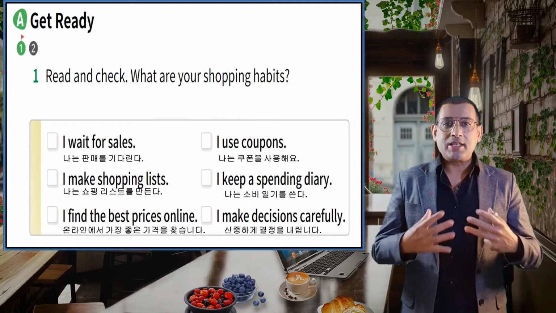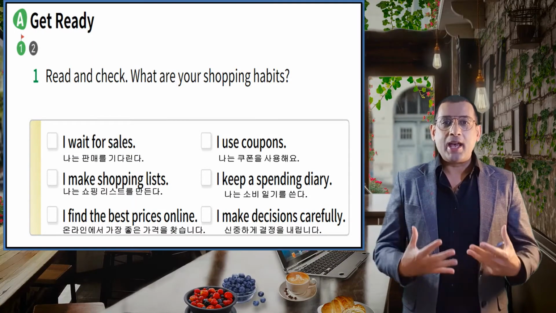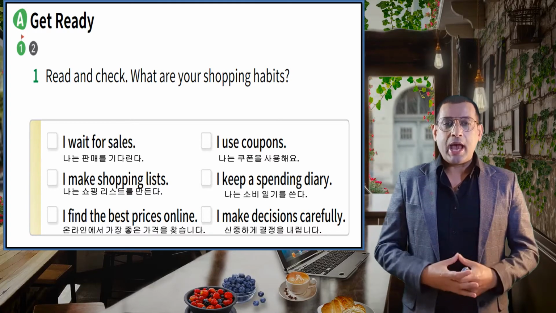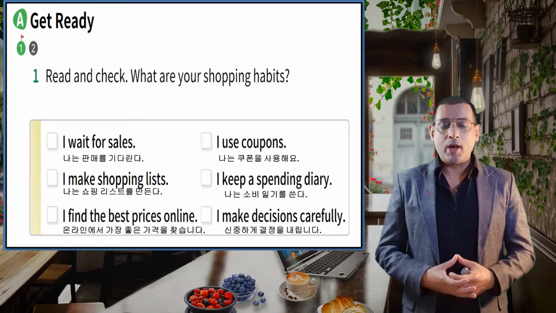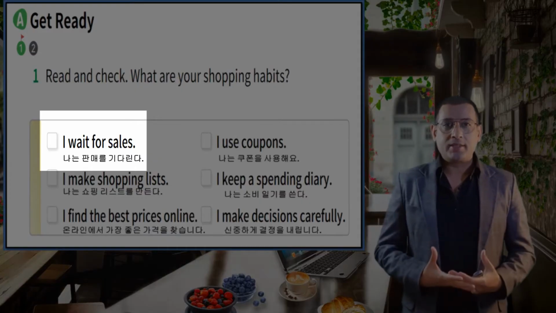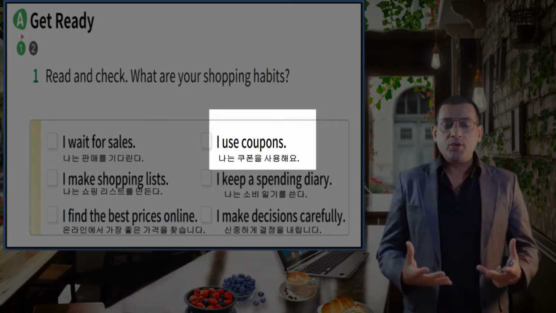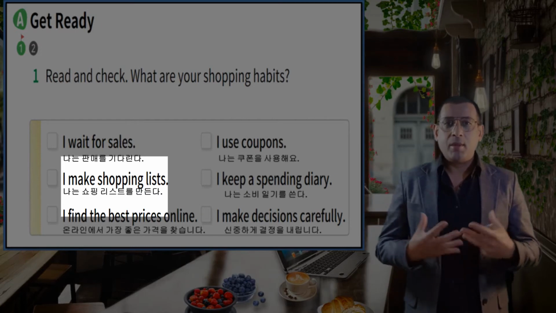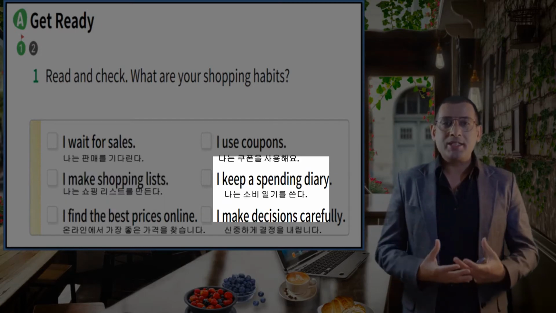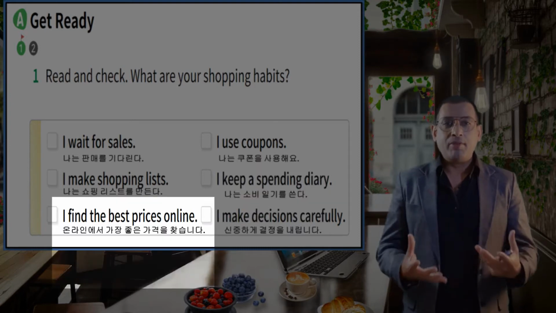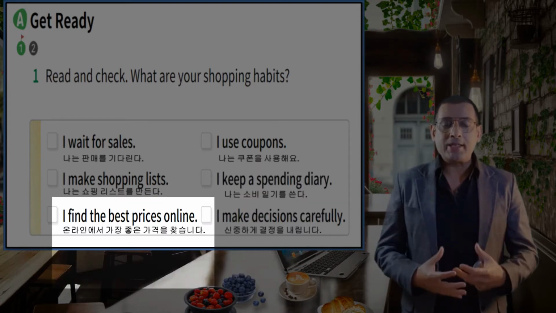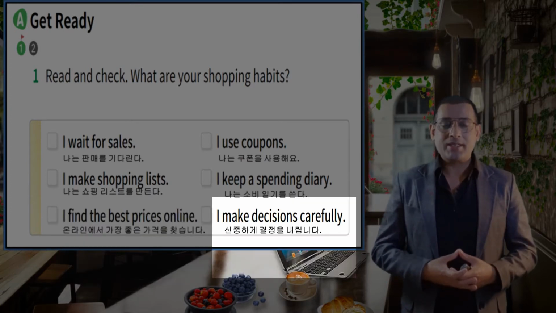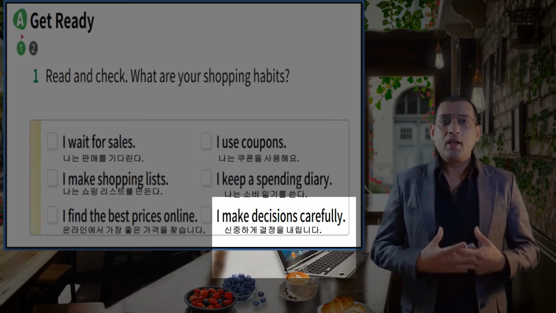It says, get ready, read and check. What are your shopping habits? So there are 6 habits. Let me read you one by one. Number 1, I wait for sales. Number 2, I use coupons. Number 3, I make a shopping list. Number 4, I keep a spending diary. Number 5, I find the best prices online. And the last one, number 6, I make decisions carefully.